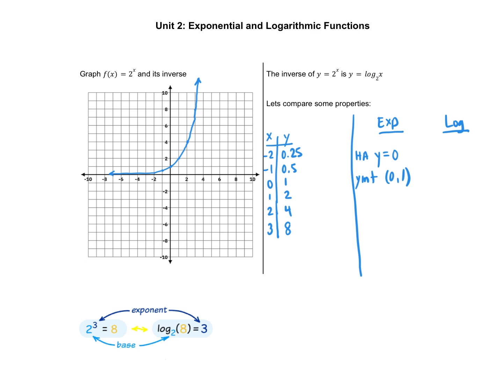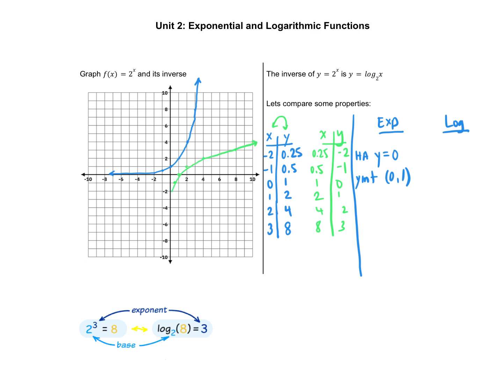All right, time for the inverse. I'm just going to take my table of values and I'm going to interchange the x's and the y's because that's what an inverse is. It's all about swapping x and y. So we'll have 0.25 with -2. I'm going to go ahead and plot that point. 0.5 with -1, 1, 0, 2, 1, 4, 2, and 8, 3. Connect those dots.